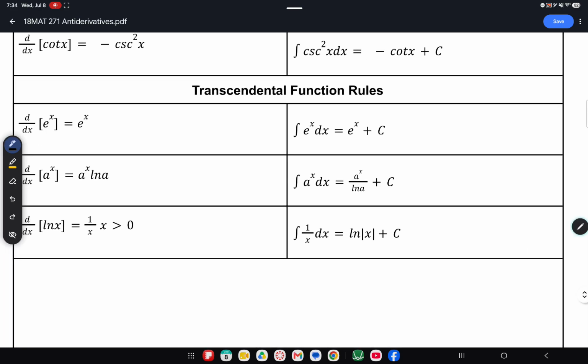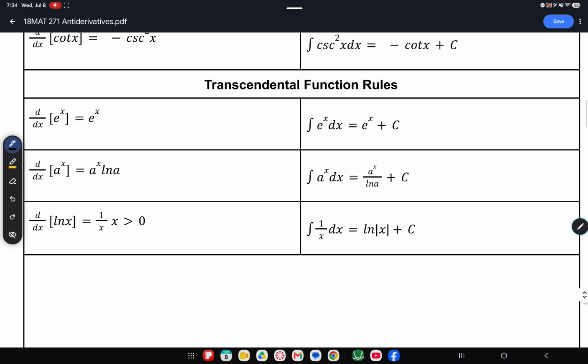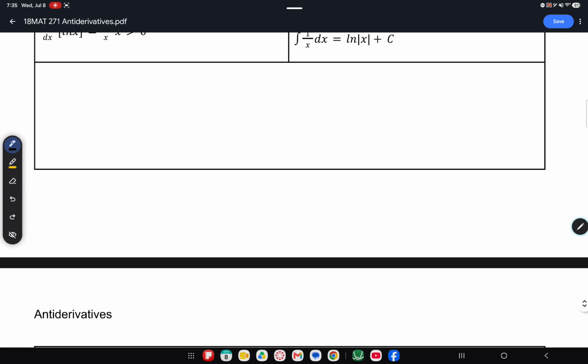Now here's the log and exponential. So e to the x is just e to the x. When we do the derivative of any other exponential, right, it's the original function and then times natural log of the base. So we have to undo it. So instead of multiplying by the natural log of the base, we'll divide by the natural log of the base. And then here's where that 1 over x, that power rule is not going to work, because if we did that, so it's x to negative 1, right? If we add 1 to the power, we get 0, and then divide by 0, and we can't divide by 0. So this is where natural log comes in. So it's natural log of the absolute value of x, because remember, we can't take the log of a negative number.